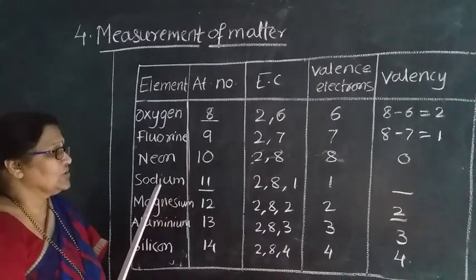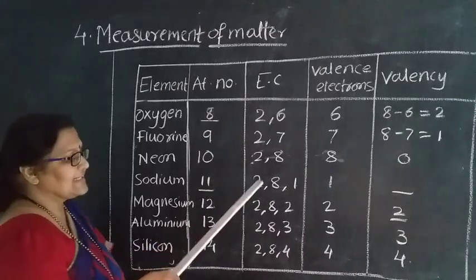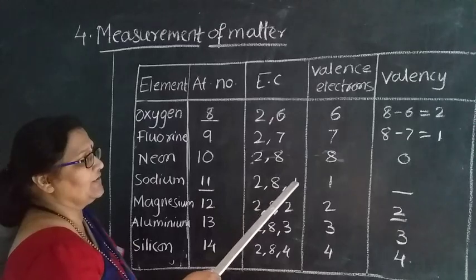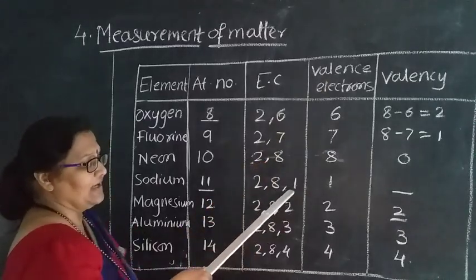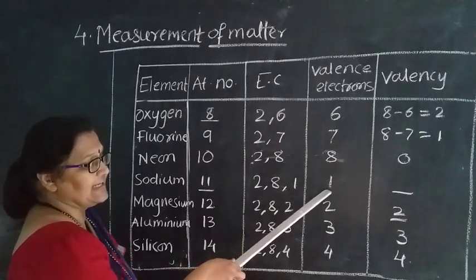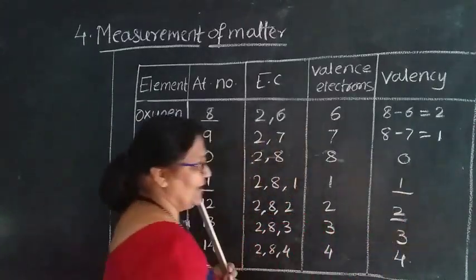Next comes sodium. Sodium has the atomic number 11. Electronic configuration is 2, 8, 1. Therefore the valence electrons are 1. The outermost orbit contains 1 electron, therefore we write here 1. So the valency will also be 1.